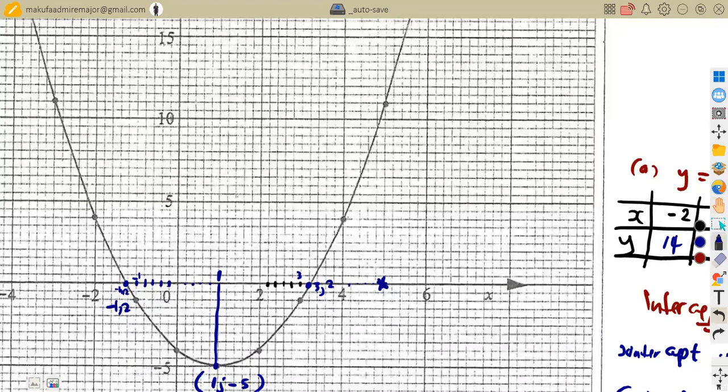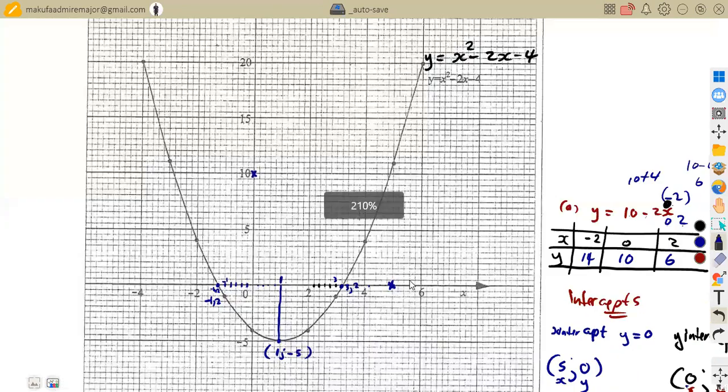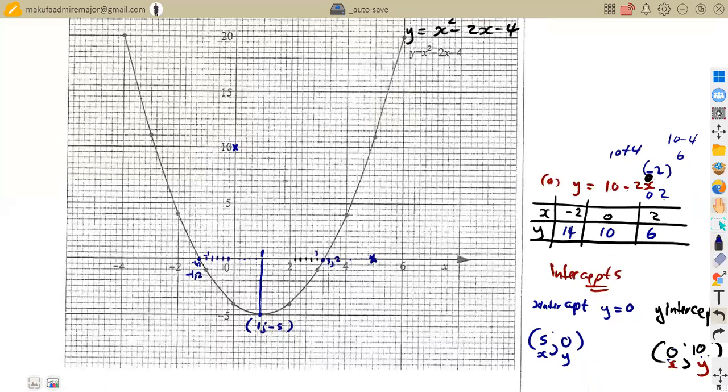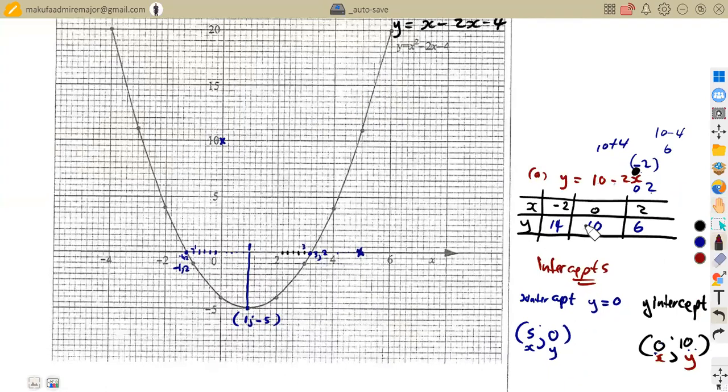So you mark the point (0, 10) on the y-axis. As you can see, (0, 10) is going to be here. That is, y is 10 when x is 0. Then you join the points, and you are done. If you were using a table, you are supposed to locate the points that we have here.